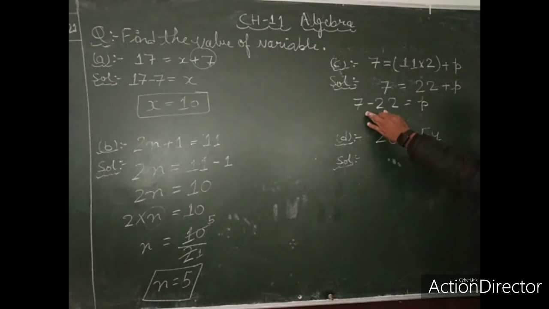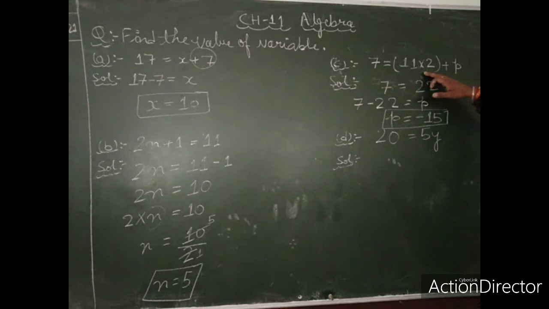When we subtract 7 minus 22, then we get minus 15, because we use the symbol of the greater number. If the greater number has the greater symbol, then we use the same symbol in the answer, like p equal to minus 15. We also check our answer. So we put the value of p in this equation. Now minus 15 here, and 11 times 2 is 22, and 22 minus 15 equal to 7. 7 equal to 7. So here we get the correct answer, and the value of p is minus 15.